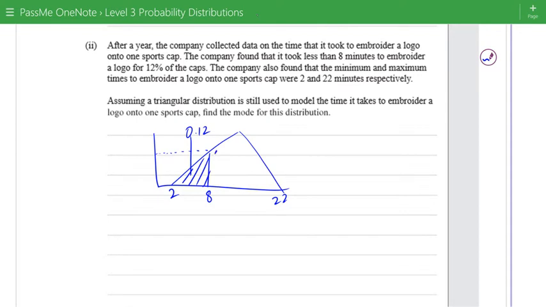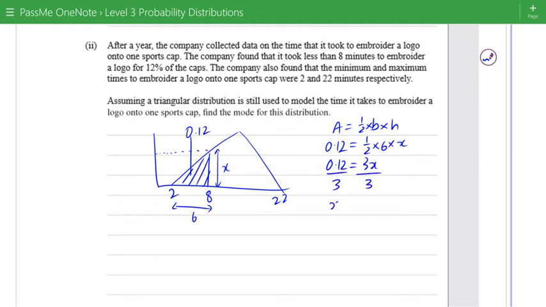And so if we label that length there x, and we think about half base times height, well, that length there is still 6. So if we say area equals a half base times height, then here our area is 0.12, and our base is 6, and our height is the unknown that we want to solve for. So it's 0.12 equals 3x, divide both sides by 3, and x equals 0.04. So that's what the height of that triangle is.